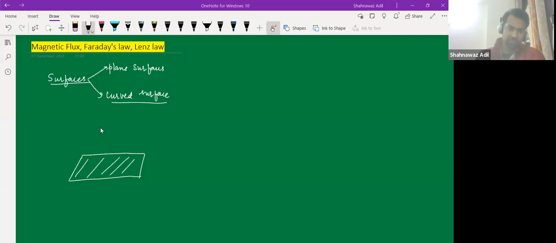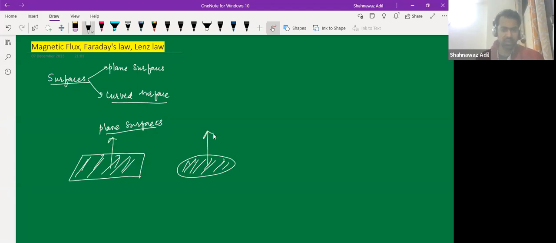So one we have plane surfaces, right? And let's say you have this disk also. So this disk is also a plane surface. So for these kinds of surfaces, the direction of these areas, or this area vector, is what? That is normal to this surface, right? So this n hat is the direction of the surface, right?